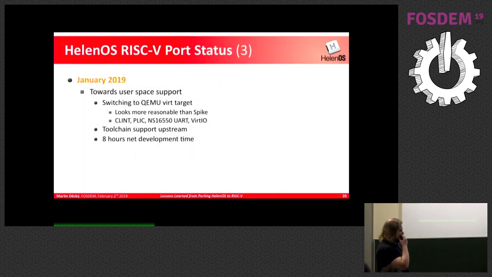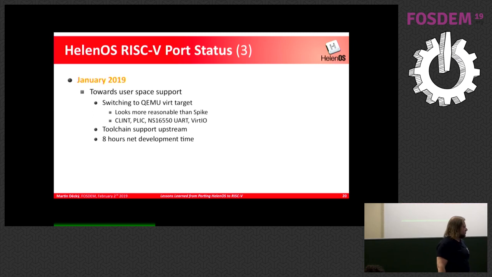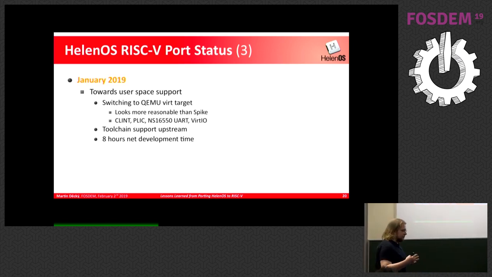And now I finally got some time to get back to it. This is what I've been doing for about 8 hours this January. I decided to switch to the QEMU Virt platform, which in my opinion is more reasonable than what Spike is providing, because you have the platform interrupt controller there, you have a normal UART serial I/O, you can use VirtIO for networking and stuff like that. So this finally looks like a decent platform to support, and the toolchain and everything is already upstream, so this looks pretty usable right now.